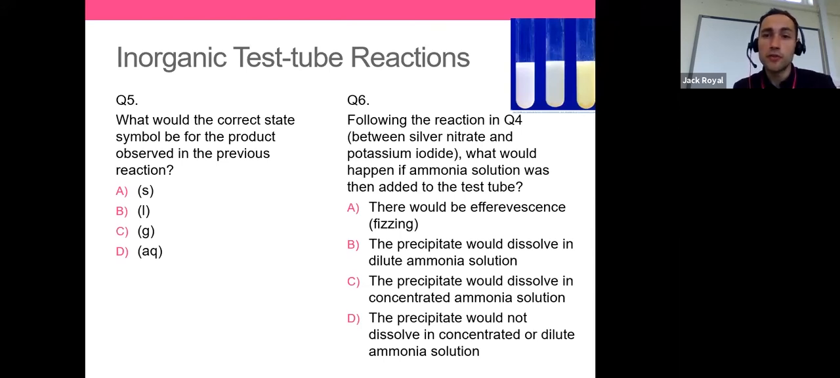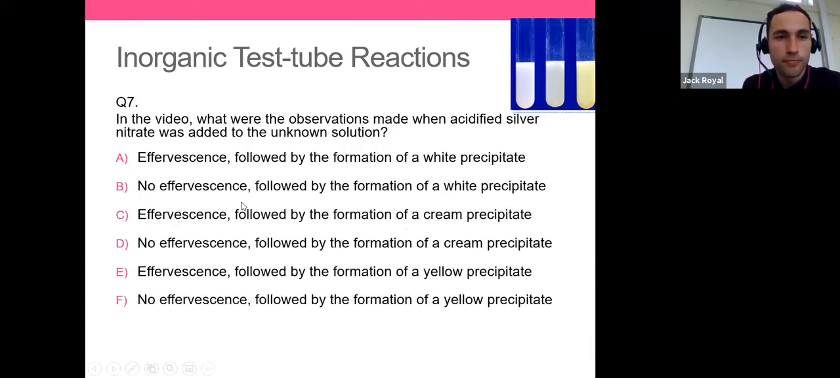So questions 7 through to 10 relate to the unknown solution. So question 7, when I added silver nitrate and acid, what did I observe? Was there effervescence or no effervescence? That means fizzing or no fizzing. Did I get a white precipitate, a cream precipitate, or a yellow precipitate? So which one of these is the correct answer there?